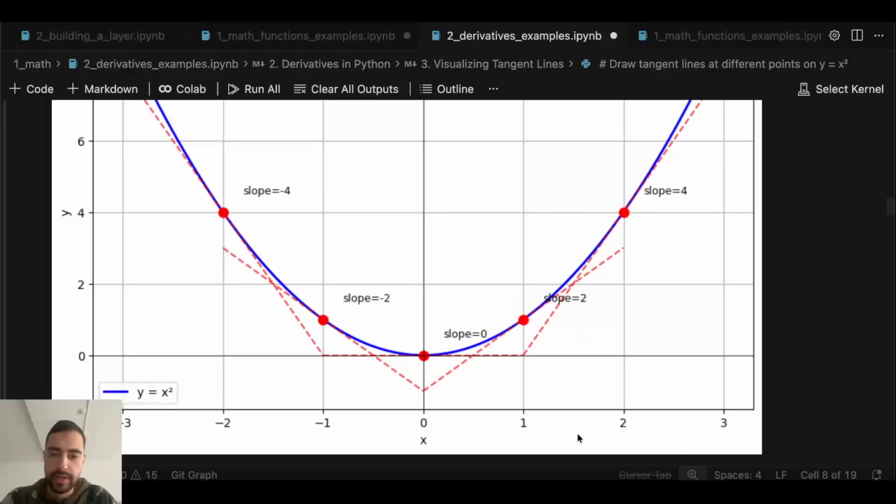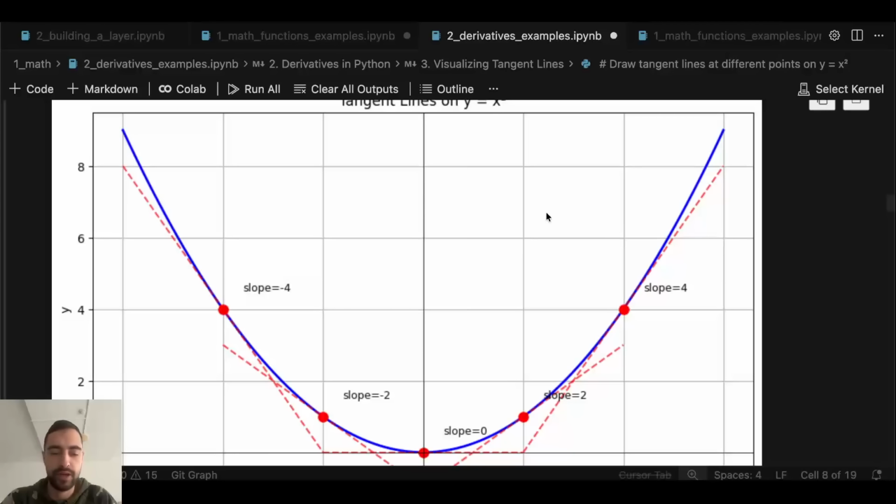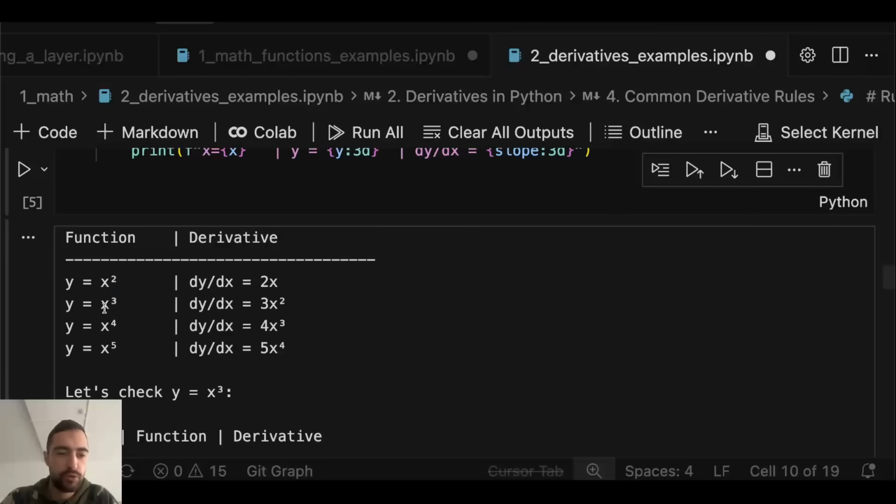So here, if x is 1, the slope is 2. If x is 2, the slope is 4. If x is 3, the slope is 6, etc. Now let's see some derivation rules. If you have x power 3, you put this 3 in front of the x, so the derivative will be 3 times x, and also you need to subtract 1 from this exponent. So 3 minus 1 is 2, so the final derivative will be 3 times x power 2.